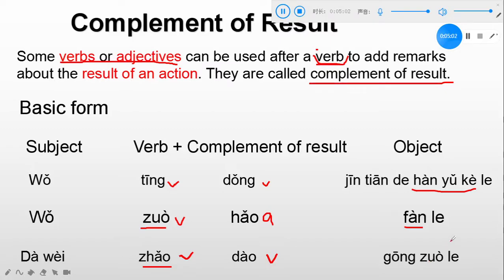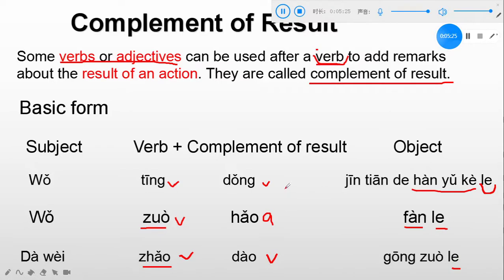And I am not sure if you noticed that. You see le, okay, because in the positive sentence, le is used here to indicate a new change. So le should be put at the end. Pay attention, okay? So this is the basic form.